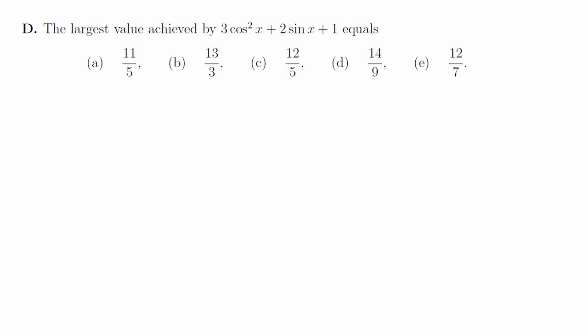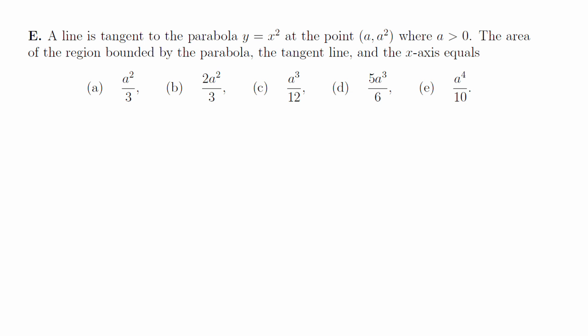1d. If I use cos squared is 1 minus sine squared, then this becomes a quadratic in sine x. If I complete the square, then I can find the maximum value when sine x is 1/3 is 13 over 3, which is option B.